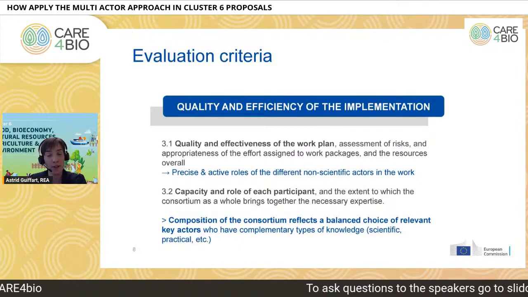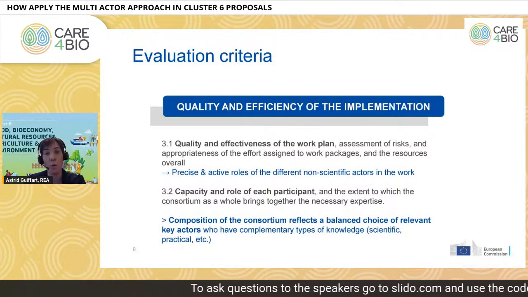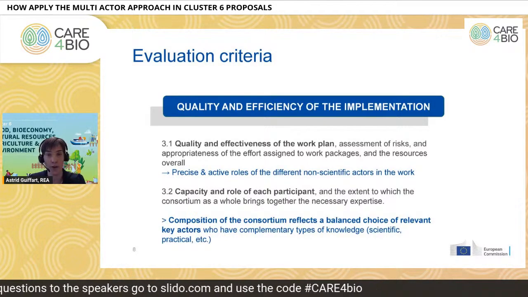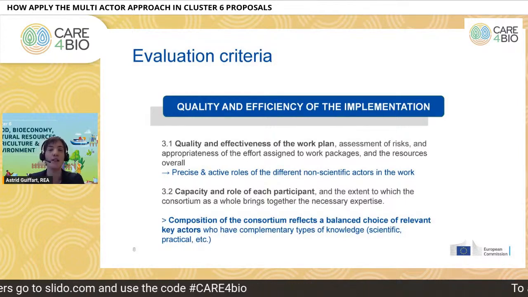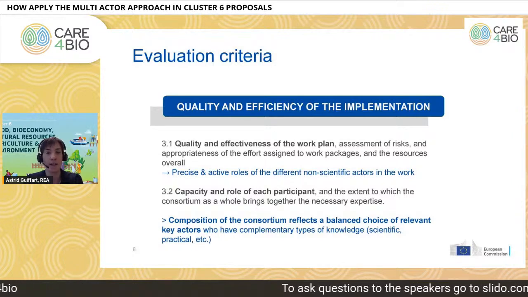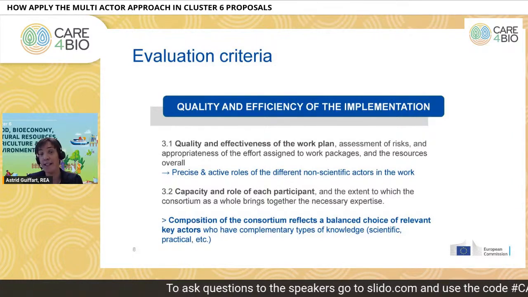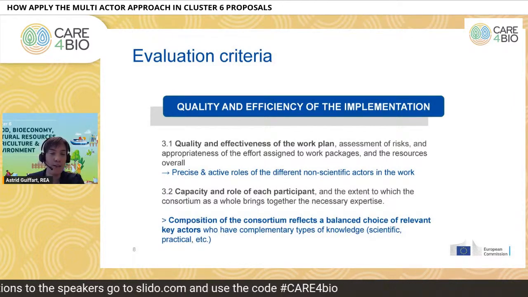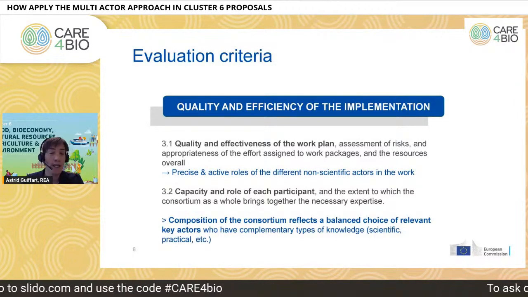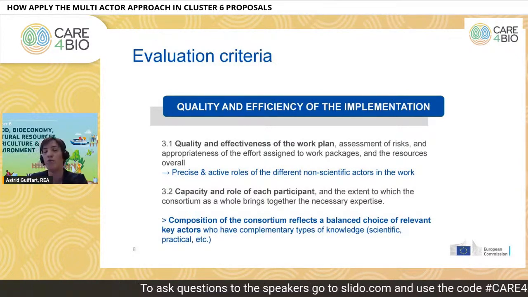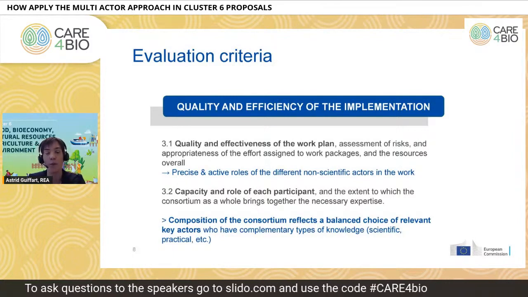In terms of implementation, we have again two sub-criteria, one on the work plan, where we assess the organization of the work. So the different work packages, the different tasks, the effort, the budget allocated to the different activities. And in this, we need to see what is the involvement of different actors, what has been explained under excellence, how this is translated in practical terms, what is the coherence with what has been presented in the excellence part of the proposal.